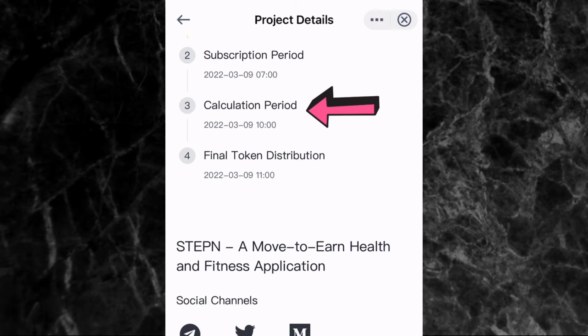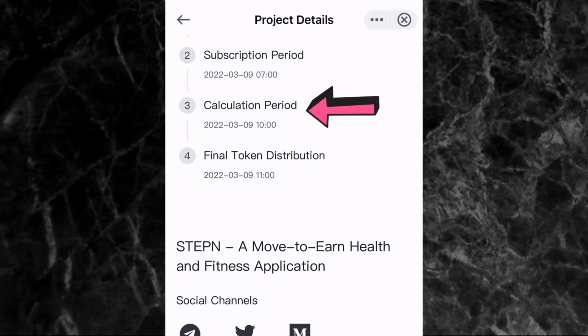That same day, on the 9th of March 2022. So that means you must have subscribed to this project between 7 a.m. to 10 a.m. on the 9th of March 2022, which means if you don't subscribe within that period, you have missed out on this project.